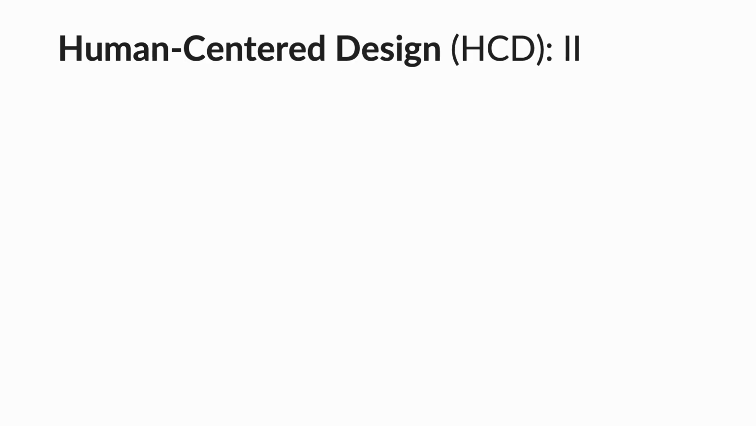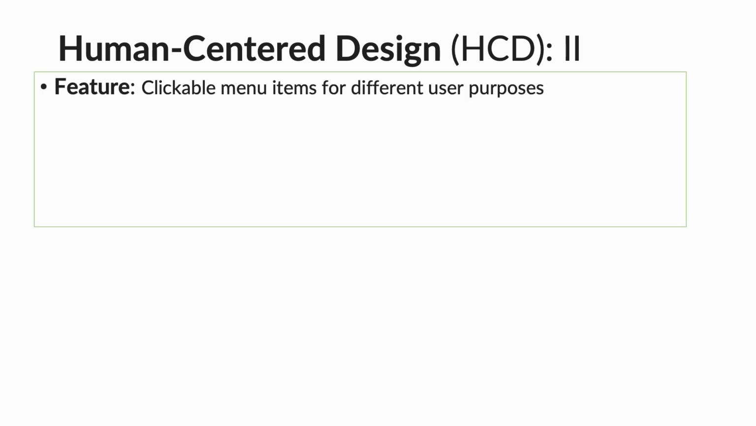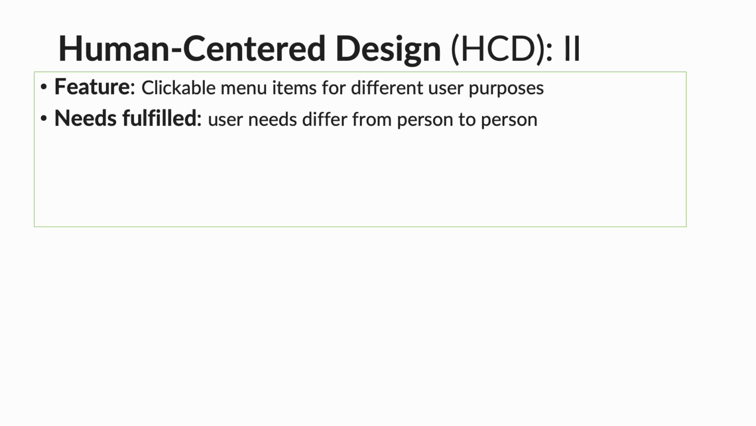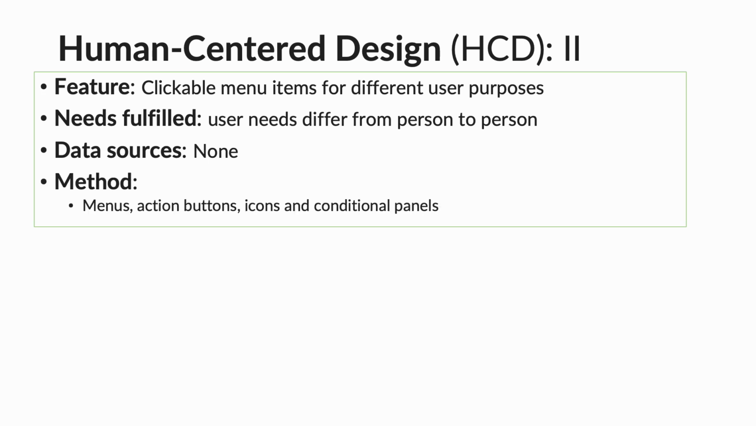The second human-centered design feature of my app is the use of clickable menu items for different user purposes. This feature fulfills the needs that different users may have different primary uses for this app. Some use it mainly for meal planning, and some use it for daily blood sugar tracking, while others may use it for exercise tracking. This feature does not require any preliminary data. My methods for this feature is the use of menus, action buttons, icons, and conditional panels.